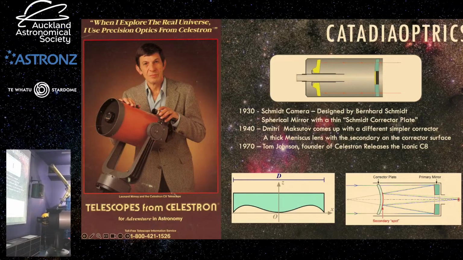Maksutov's very popular for planetary, so you get really good long focal length observing. But the corrector plate is pretty heavy. So usually most Maks you see are about this sort of size, maybe just a little bit bigger in the amateur market. But a very good scope and yeah, provide some really sharp images, particularly high magnification planetary images.